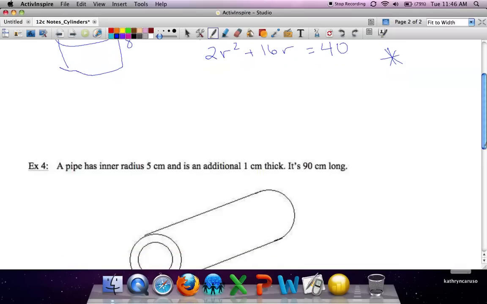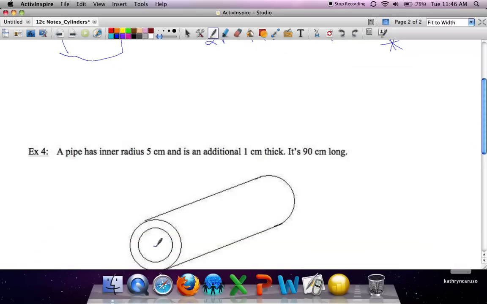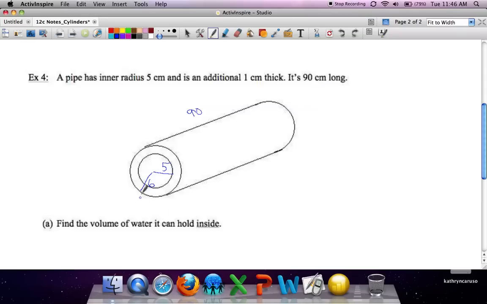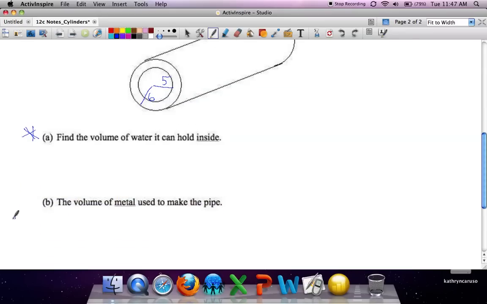The next problem: a pipe has an inner radius of 5 and an additional 1 centimeter thickness. So the inner radius is 5 and all the way out must be 6. It's 90 centimeters long. Find the volume of the water it can hold on the inside. I'd like you to try this using the volume formulas, and the volume of the metal used to make the pipe. I want you to try this on your own.